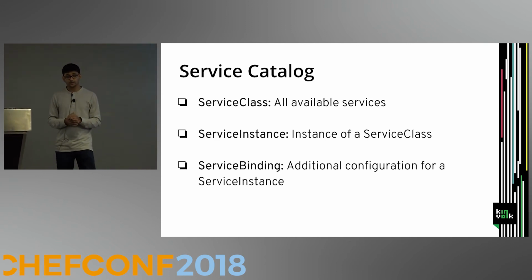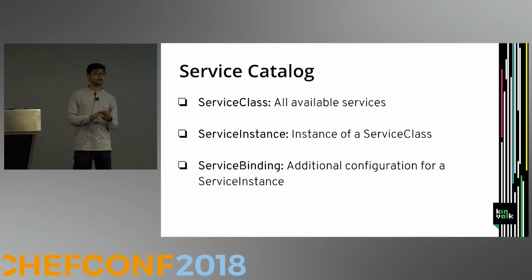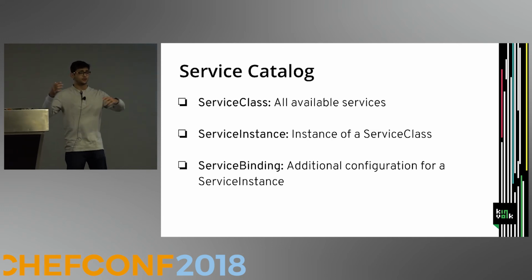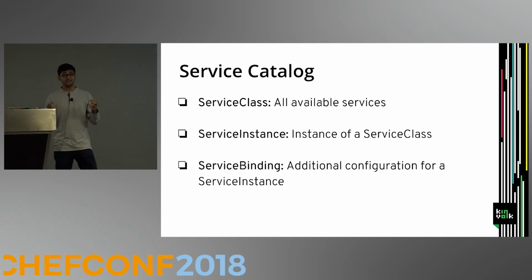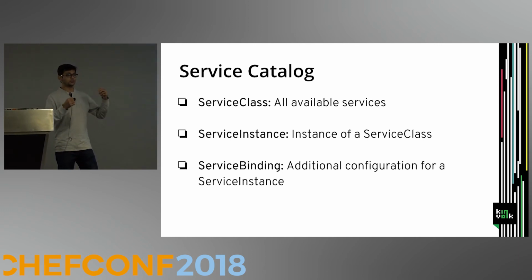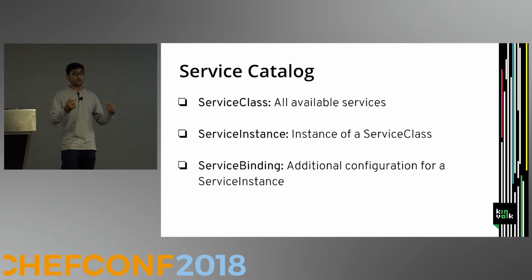So in the cluster, the first requirement of running a service broker is having the service catalog up and running, which brings us to 3 new concepts. The service class, you can think of it as an available service. For example, a Postgres service, a Prometheus service, or a Redis service. And a service instance, as the name suggests, is an instance of the specific class.